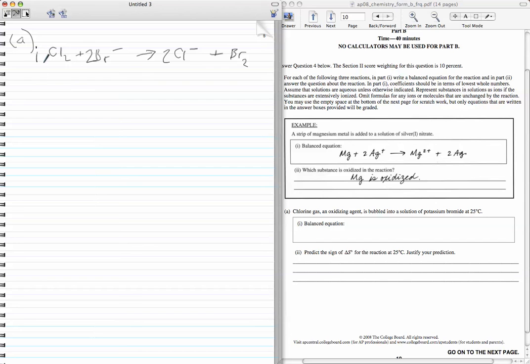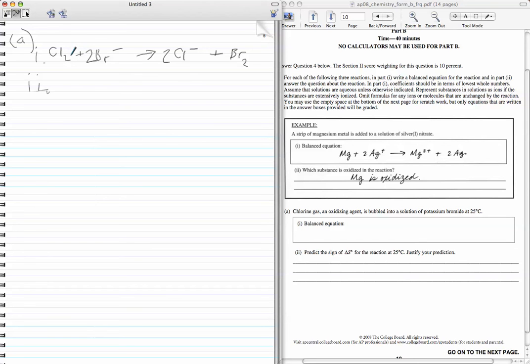That's for the first part, and then they always ask this little random question here. It's asking you to predict the sign of delta S for the reaction and to justify it. Anytime we're predicting delta S, we're looking at two things: phase, and number of molecules. If we increase the number of molecules from reactants to products, that's going to tend to increase our entropy, because more molecules, more disorder. The other thing we're going to look at are phases.